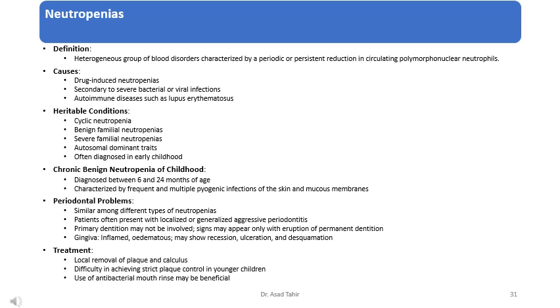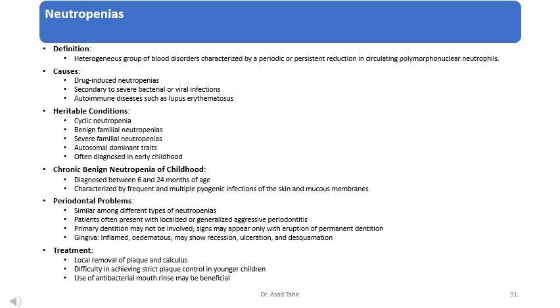Neutropenias. Definition. Heterogeneous group of blood disorders characterized by a periodic or persistent reduction in circulating polymorphonuclear neutrophils. Causes. Drug-induced neutropenias. Secondary to severe bacterial or viral infections. Autoimmune diseases such as lupus erythematosus. Heritable conditions. Cyclic neutropenia. Benign familial neutropenias. Severe familial neutropenias.